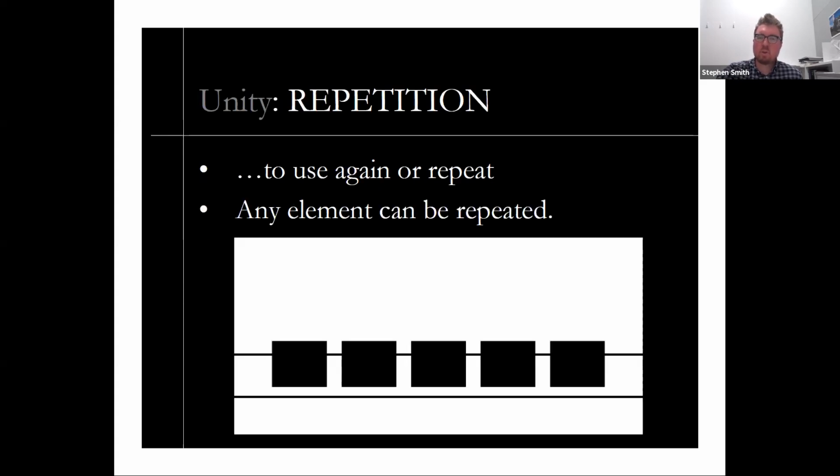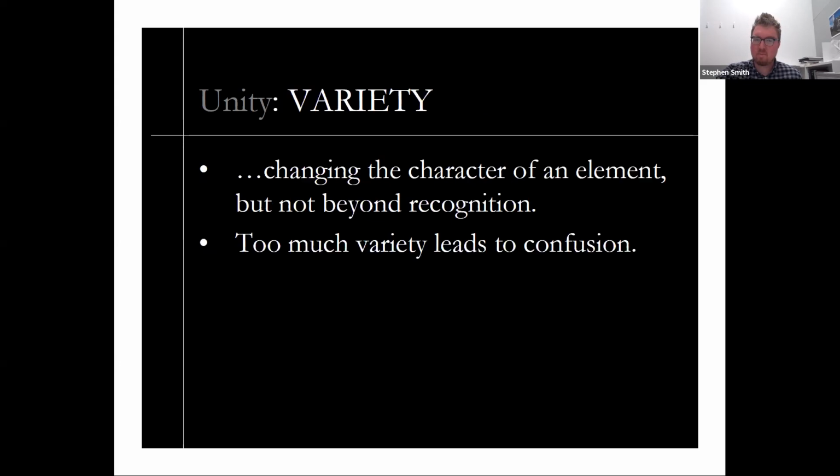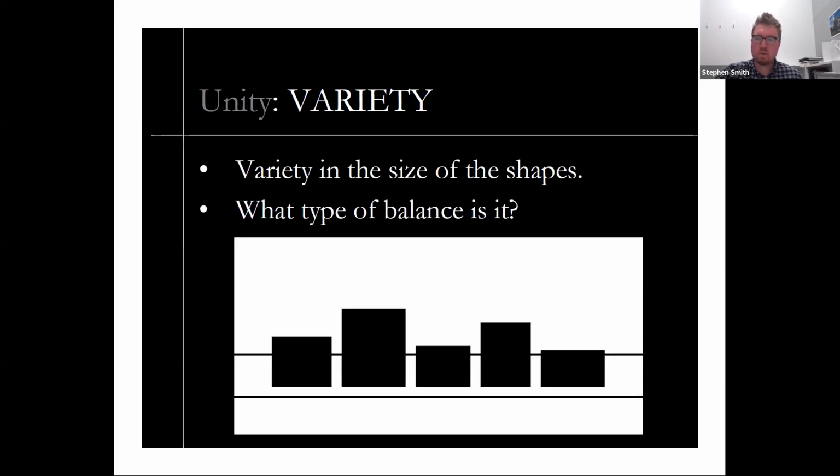So here's an example looking at repetition. We have a repeated rectangular object, repeated multiple times. Now if we repeat but add variety, we don't want to change too much, because then it might be more confusing. We want it to be changing the character, maybe the size, the shape, the scale, but still allow it to be balanced.